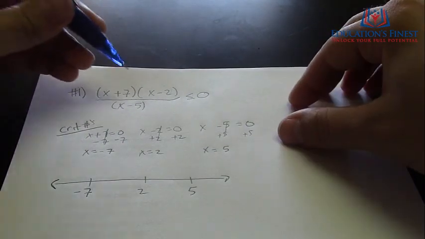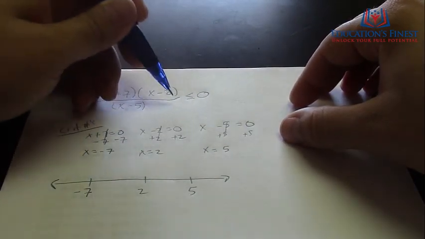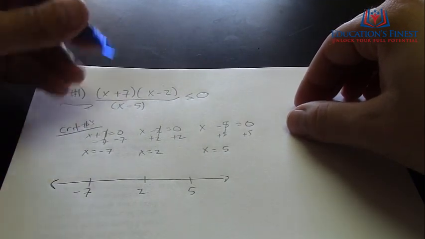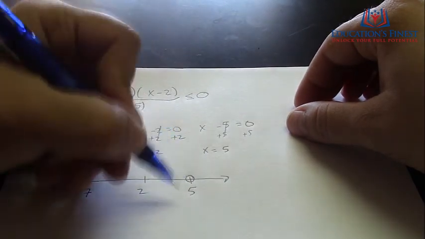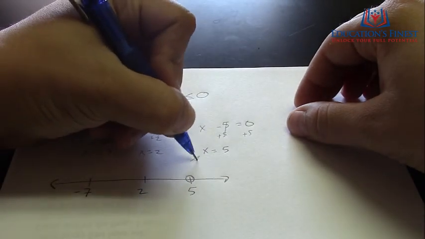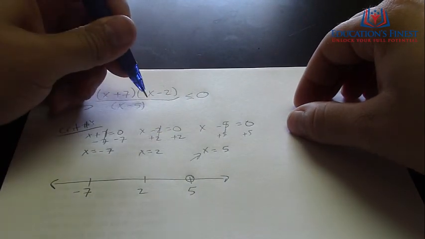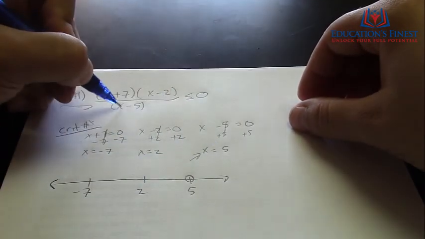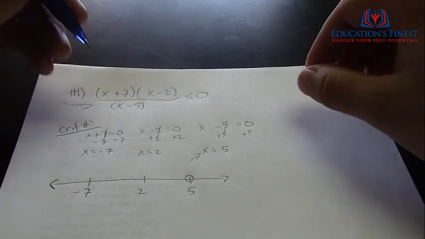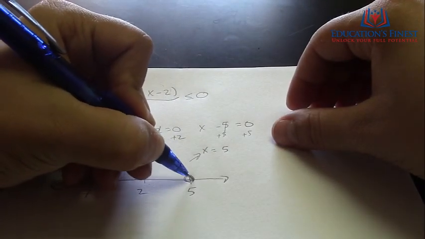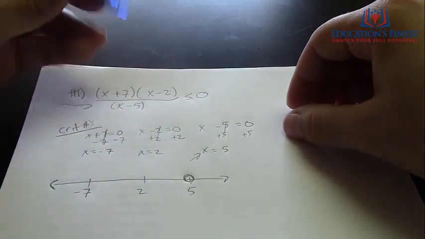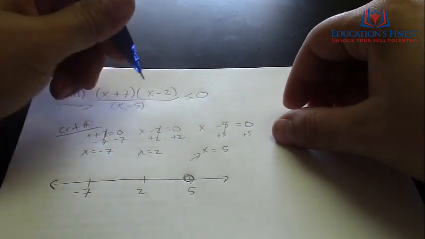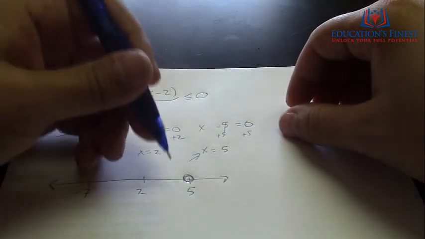When you have a fraction in this type of problem, it's very important to note the critical number you find from the denominator, which in this case is 5. Whatever critical number you get from the bottom, you can never divide by 0. If you stuck this 5 in, 5 minus 5 is 0 in the bottom. That being said, this always has to be an open circle, because x cannot equal 5.